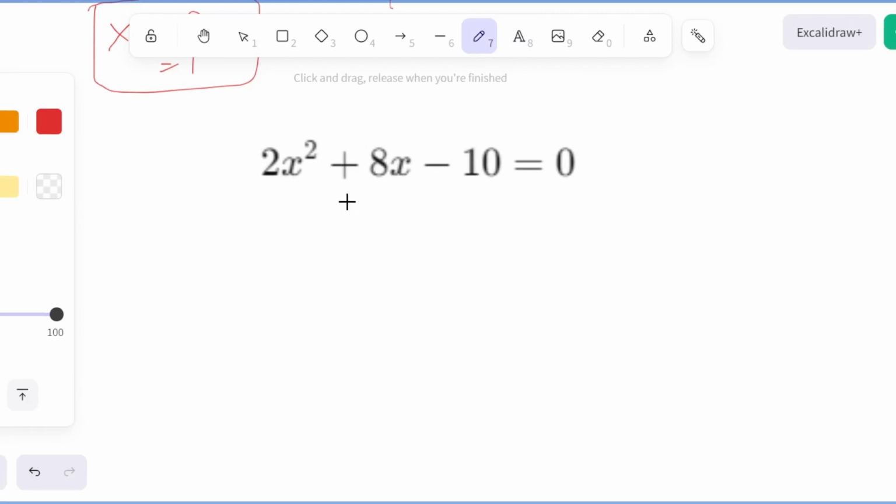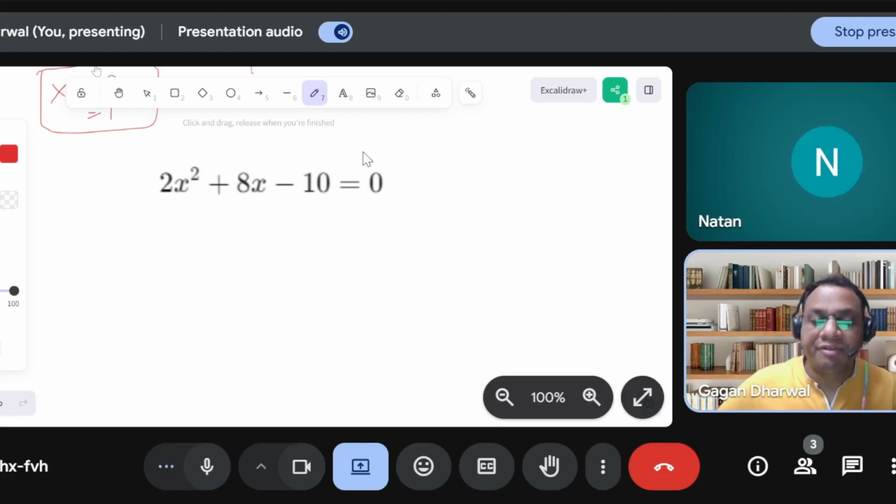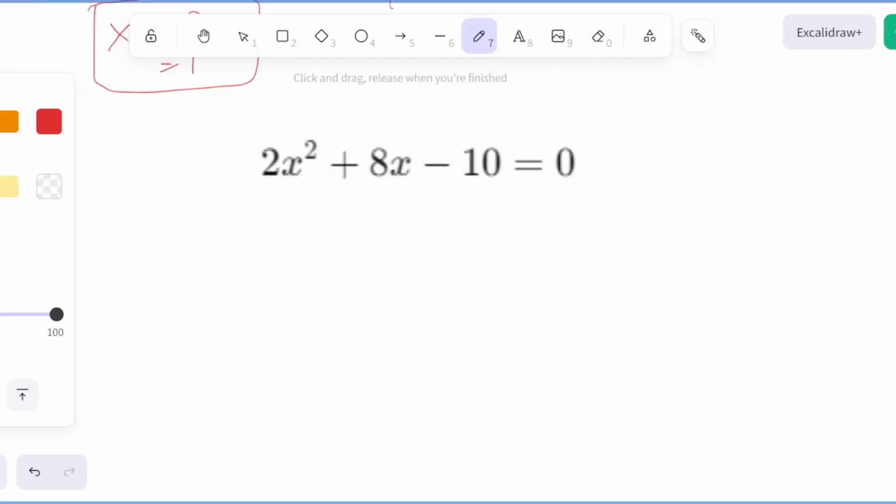As we see in this question, the coefficient of x square is not 1, right? In such questions, where the coefficient of x square is not 1, we have to divide the whole equation by the coefficient of x square. So here we'll divide everything by 2. So that becomes x square plus 4x minus 5 equal to 0.